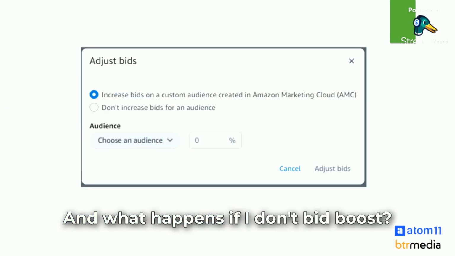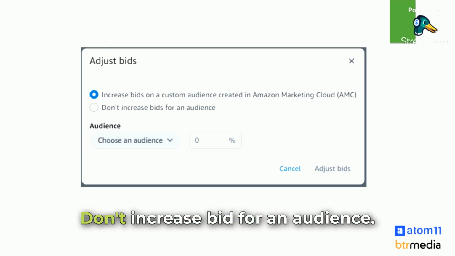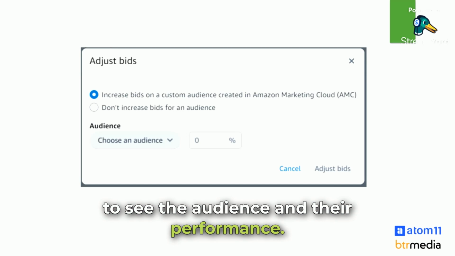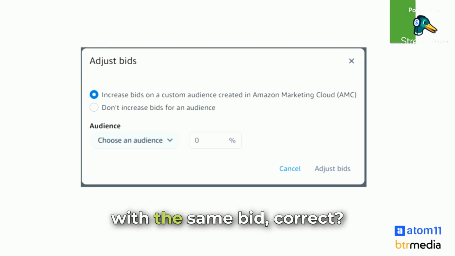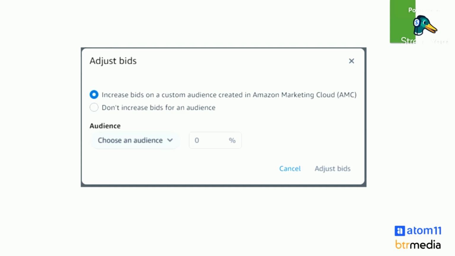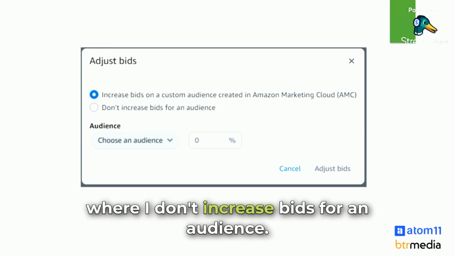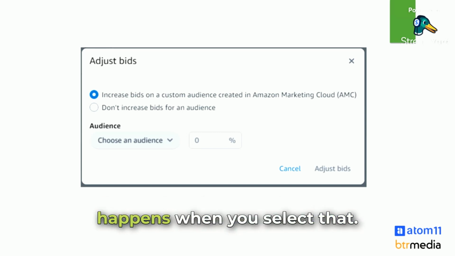Great. And what happens if I don't bid boost? So there was another one, right? Don't increase bid for an audience. So then you will just be able to see the audience and their performance, but you are still going ahead with the same bid, correct? Neha, honestly, I've never added an audience where I don't increase bids for an audience. So I don't really know what happens when you select that.